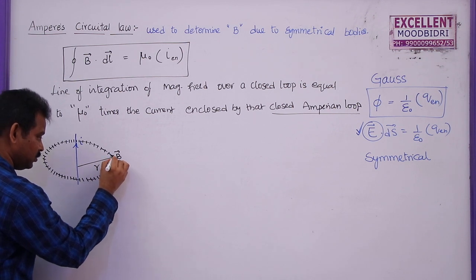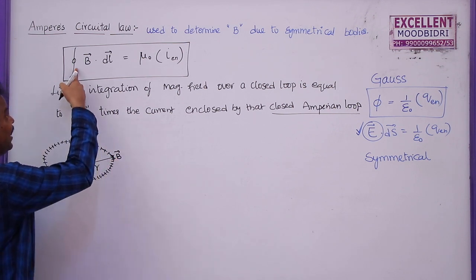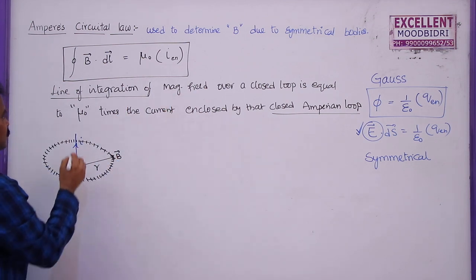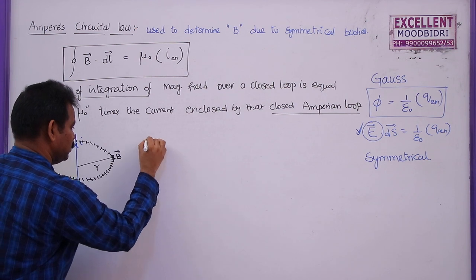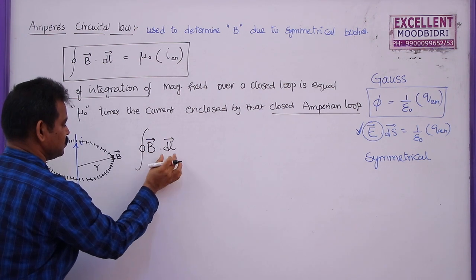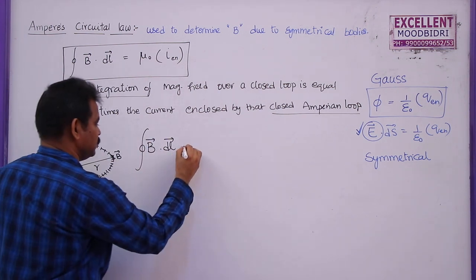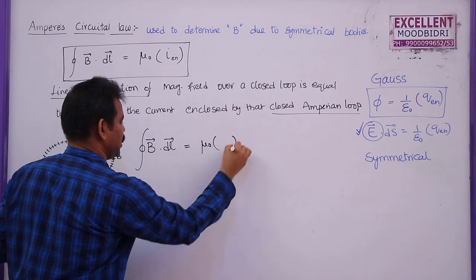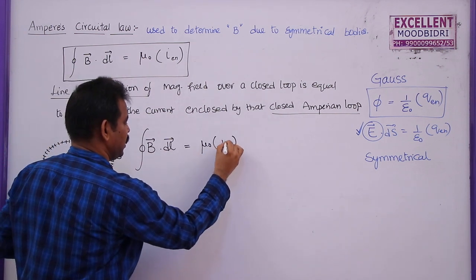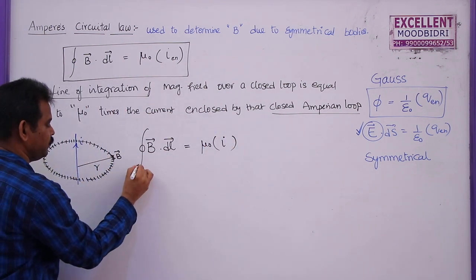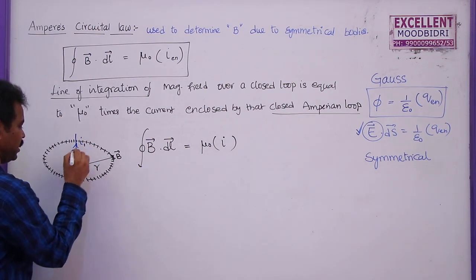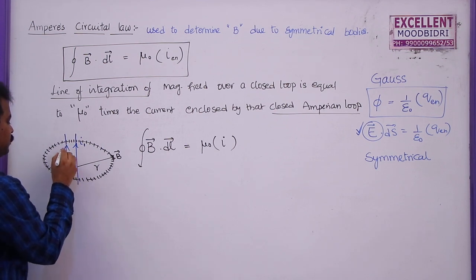So now if you take this small elemental portion, the line integration means integrate with respect to the length. So now you can write the integral of B bar with respect to the length. This is the differential element. So this is equal to mu naught times the current enclosed by this loop. In this loop how much current is flowing? I current is flowing. So this is the Ampere Circuital Law.